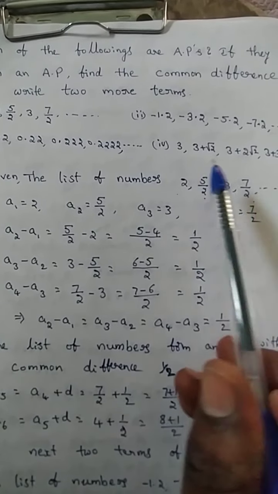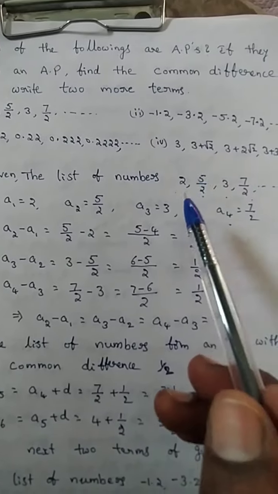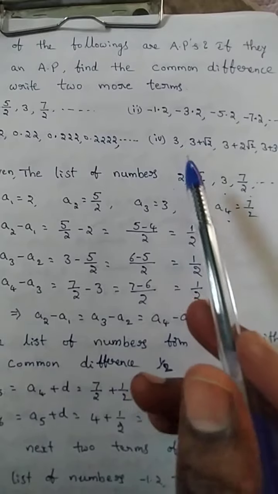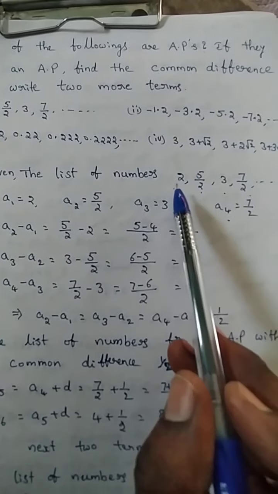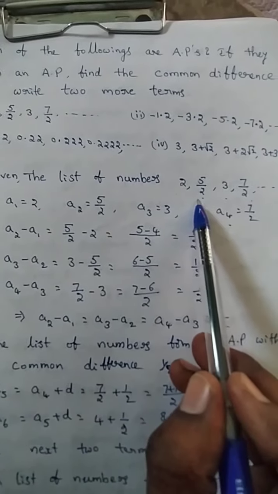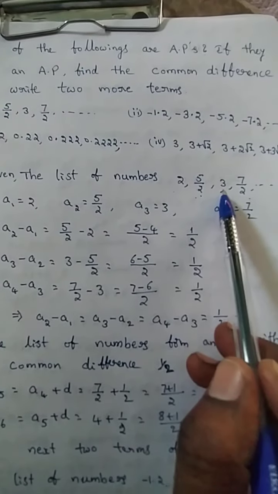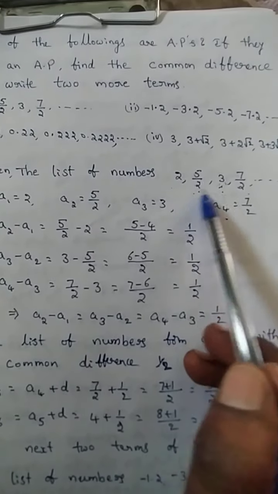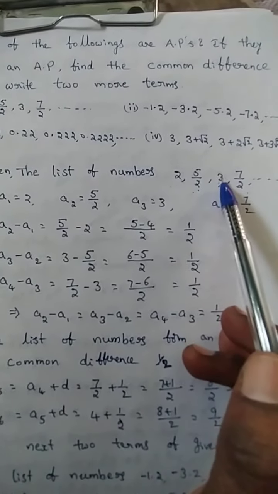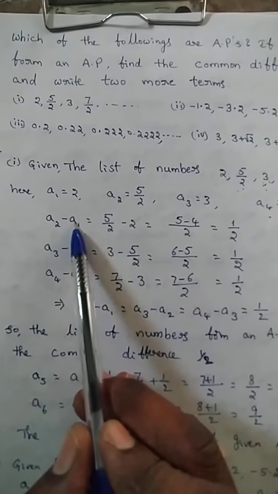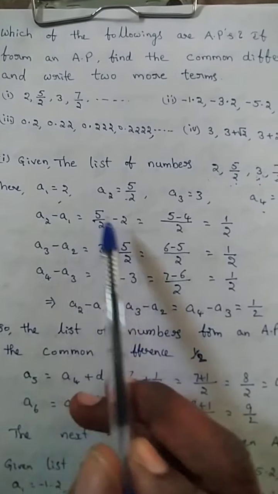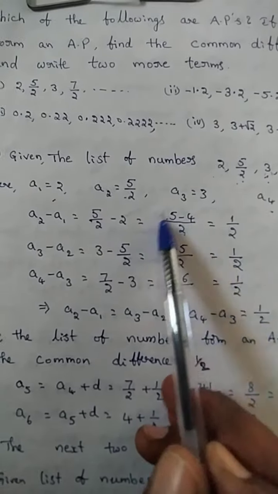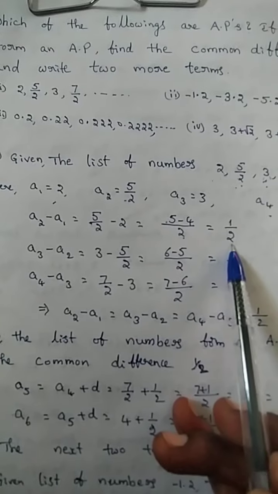Okay, if the common differences are the same, how can you find the common difference of those numbers? The consecutive terms' differences are the same. Consecutive terms are 2 comma 5 by 2, 5 by 2 comma 3, 3 comma 7 by 2. 2 and 3 are not consecutive here, because those are not beside numbers. Okay, so now a2 minus a1, 5 by 2 minus 2. LCM of those numbers is 2, 5 minus 4 by solving LCM. So the result is equal to 1 by 2.